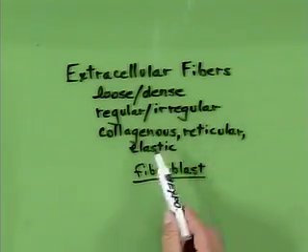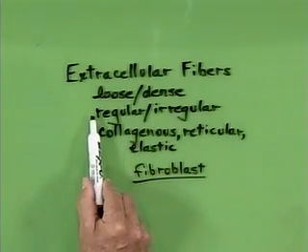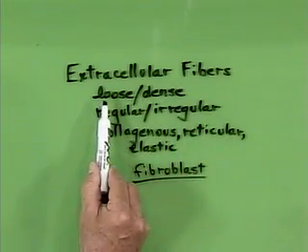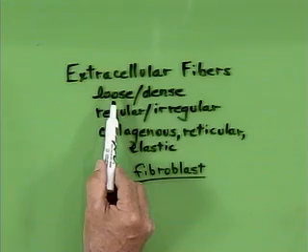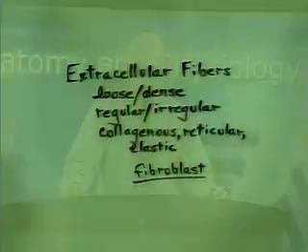If after they extrude them extracellularly, they are parallel with each other, we use the term regular. If they're going different directions, we use the term irregular. If they are tightly packed, we say dense. If they're loosely packed, we say loose. Now let me show you how that is used in a classification.